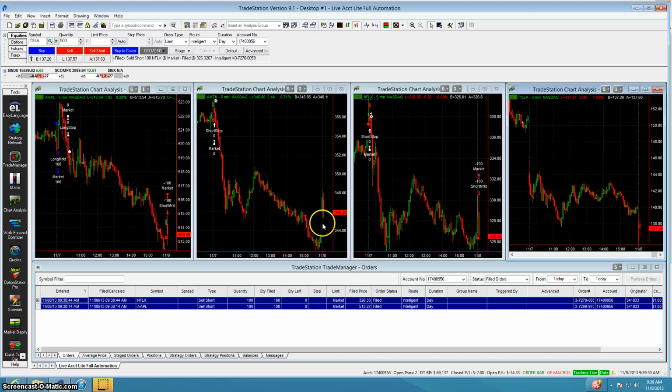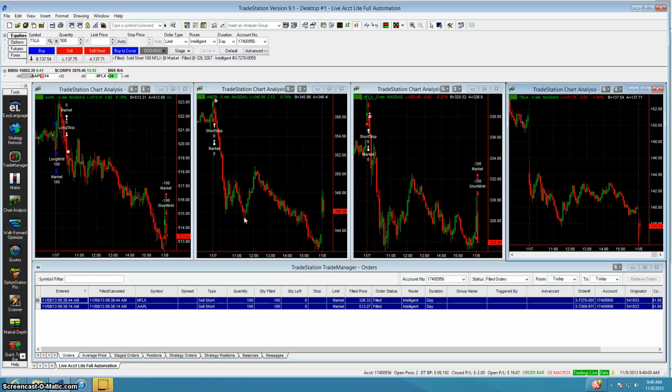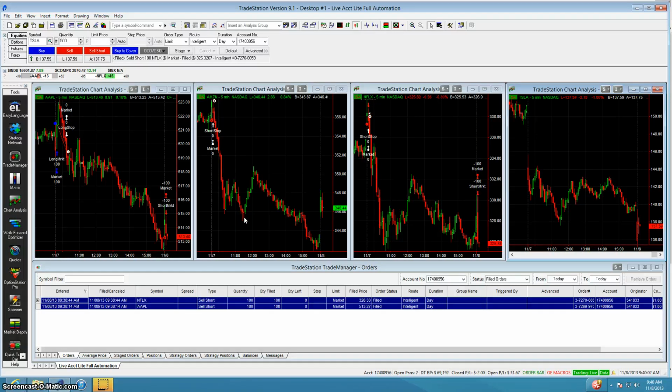It did trigger a short position had that filter been off, but we'll have to see if it can take out the high there before we will go long on Amazon for the day. If we don't, then we will have no trade on Amazon today.